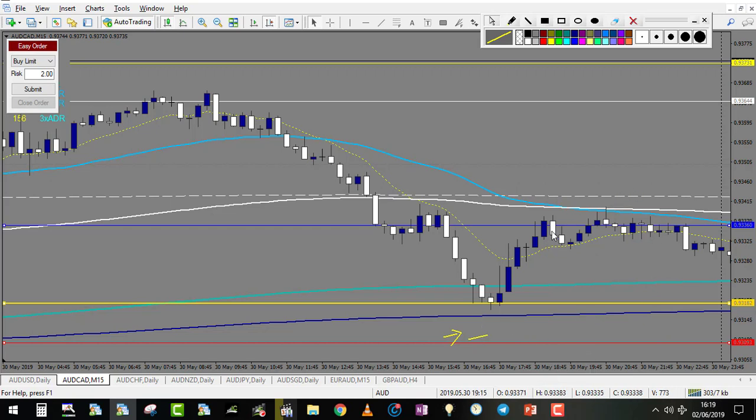That's why you have to delete your order if it's not triggered during the day. You can put an expiration on your order. You just double click on it, click on expiry, and make it expire at the end of the day. That's how you place your trade. Let's look at another example.